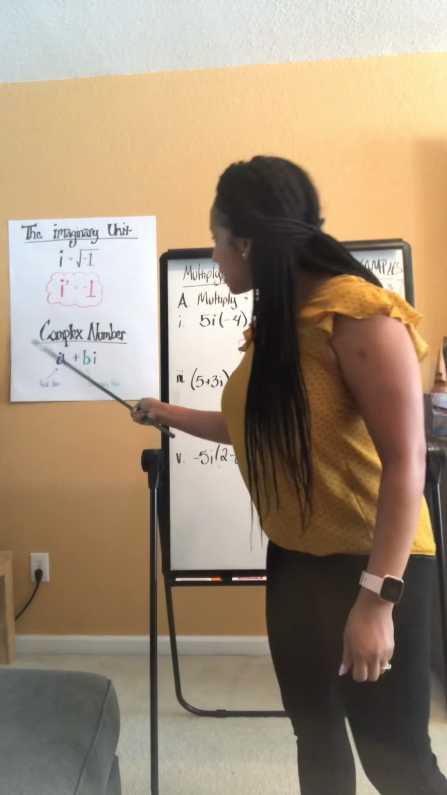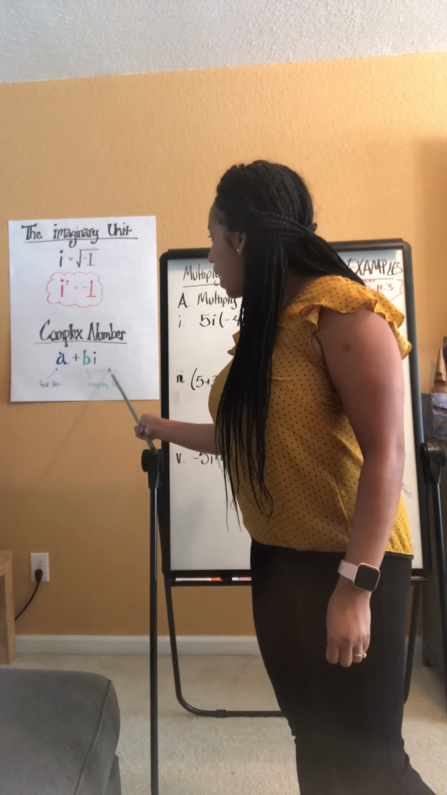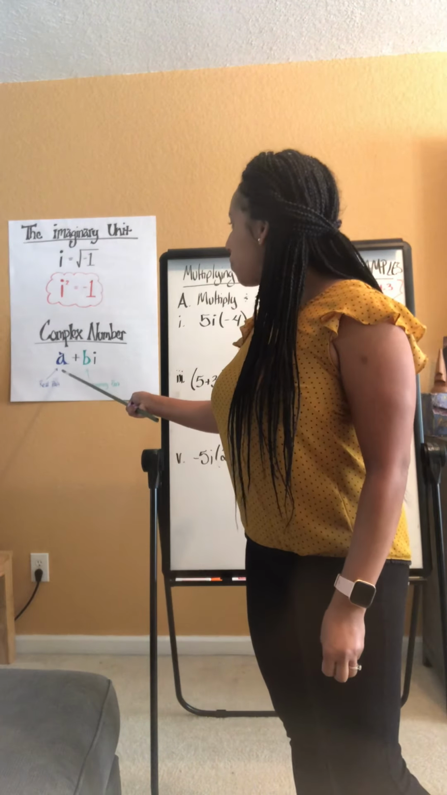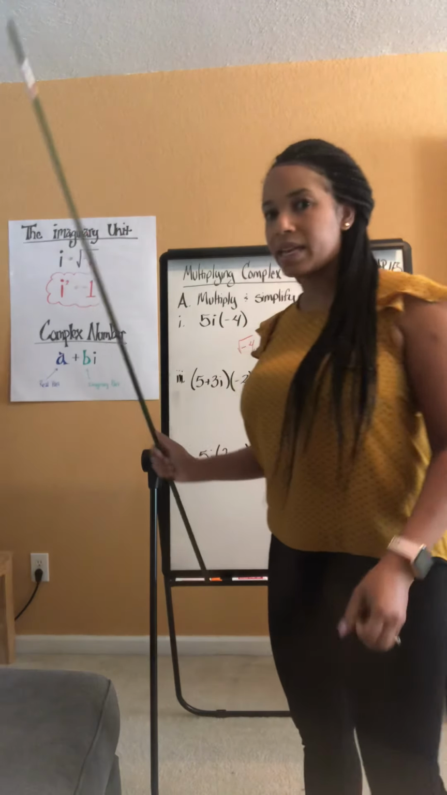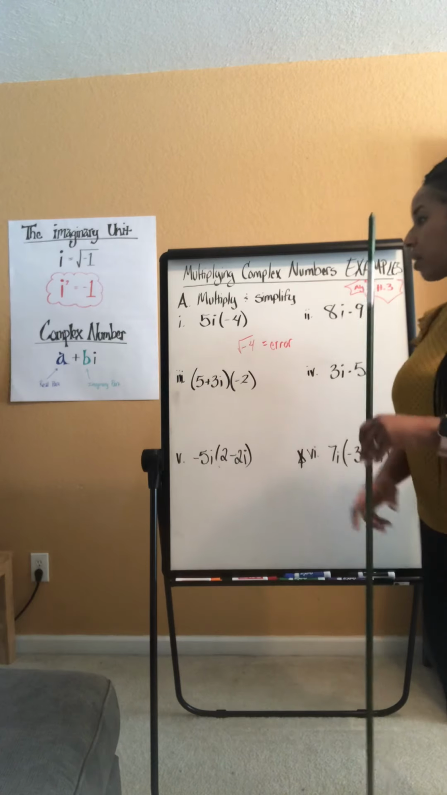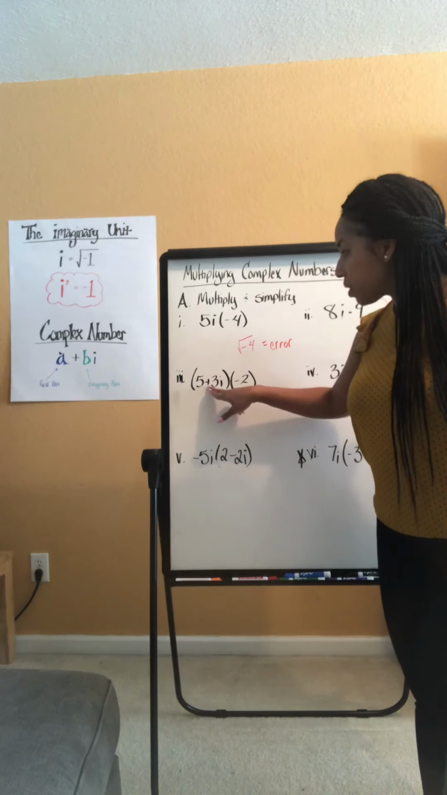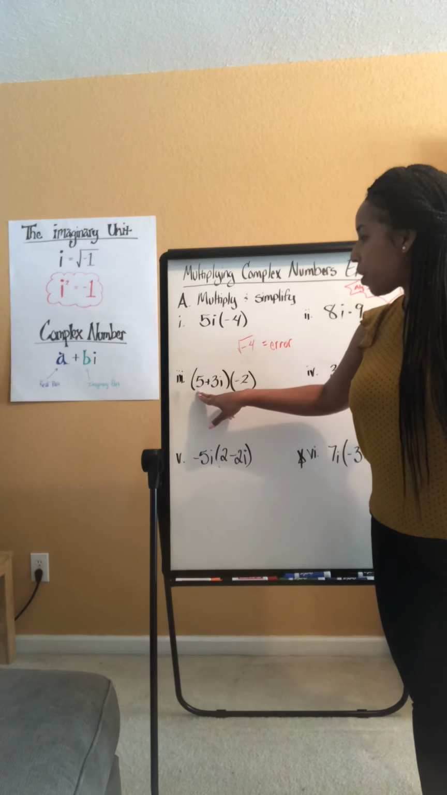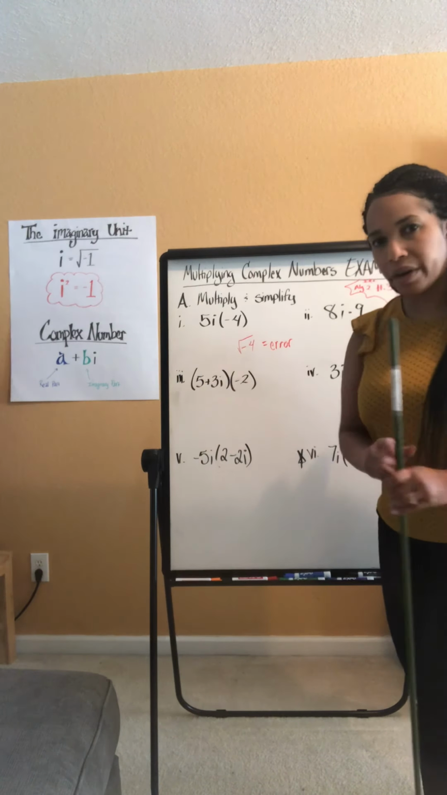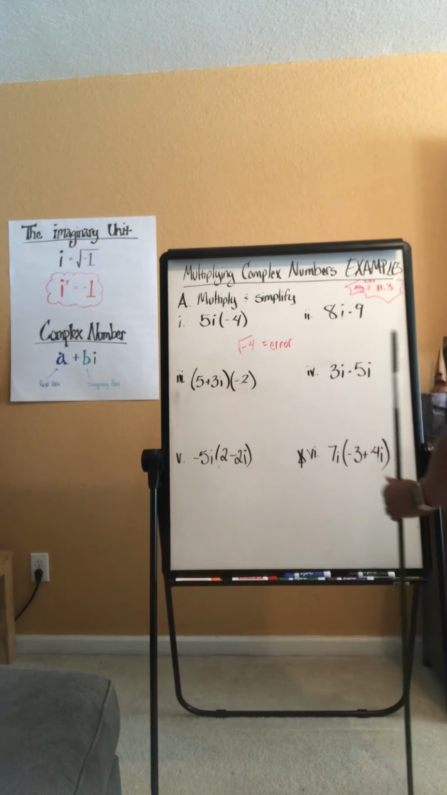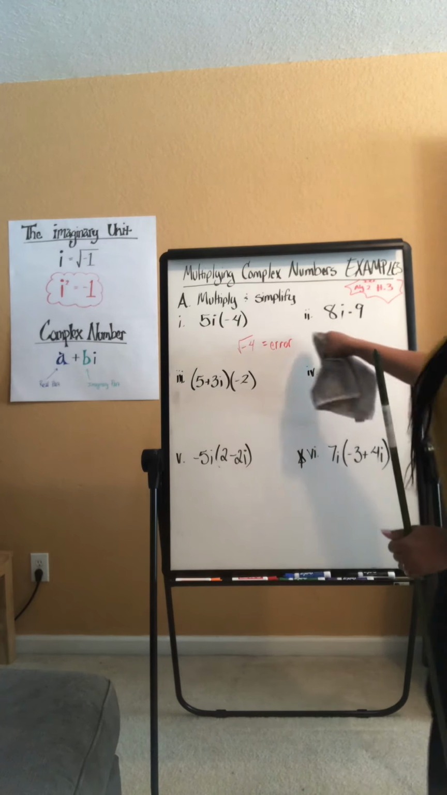A complex number is when I add an imaginary number to a real number. That will be in the form a plus bi. That's the standard form. The real part comes first and the imaginary part comes second. For example, 5 plus 3i is a complex number. 5 is your real part, and 3i is your imaginary part. All right? So that is what we need to know to get started.